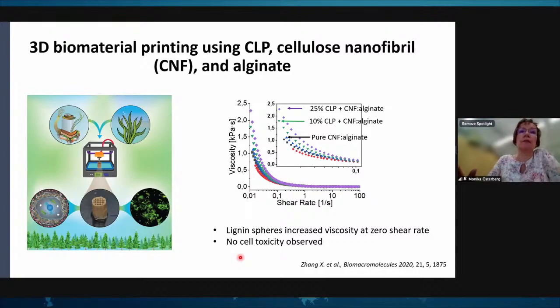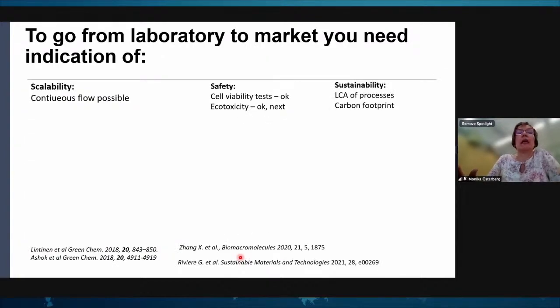But as a last thing to talk about, I think it's important when we do a lot of interesting experiments in the laboratory to also think about what is needed if we want to go from the laboratory to the market. What will the customers ask first? They will ask about scalability, safety, and sustainability. And we're going to need data on all these things to be able to go from the laboratory to actual applications.